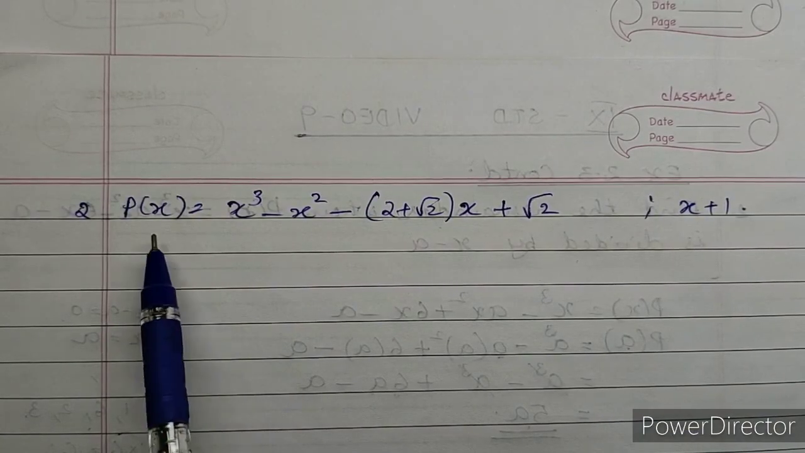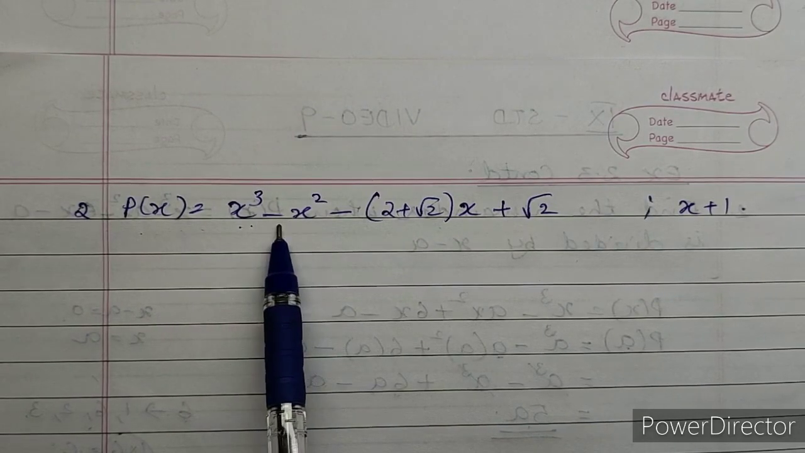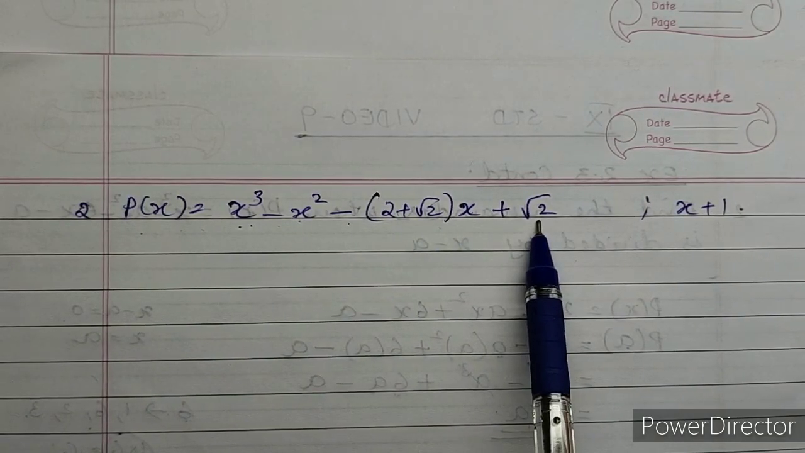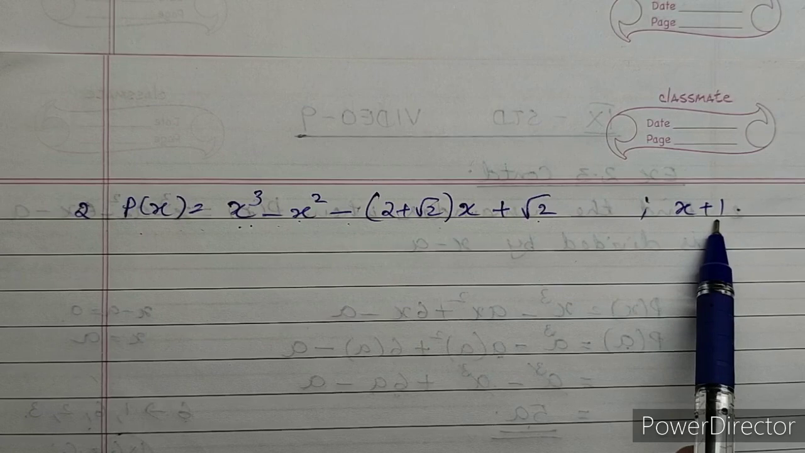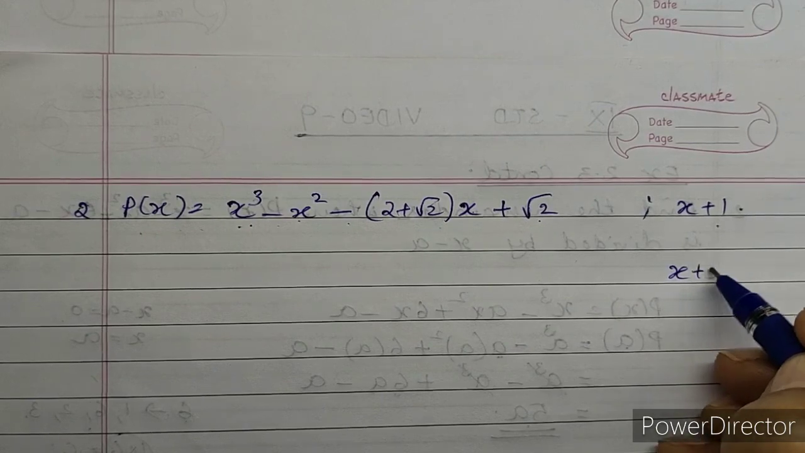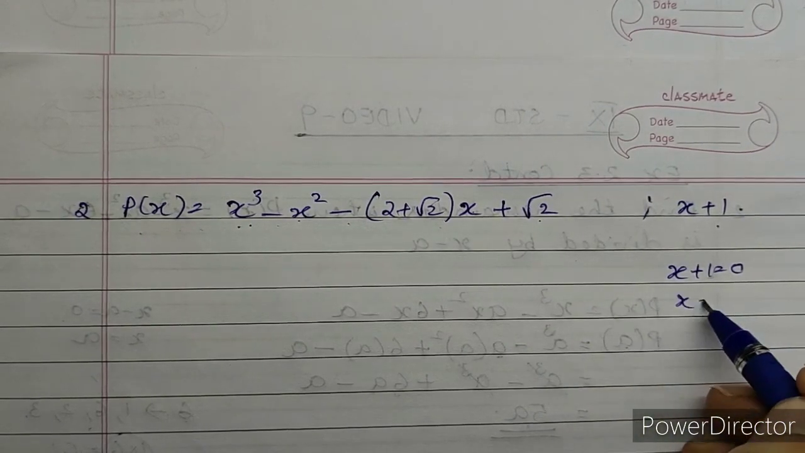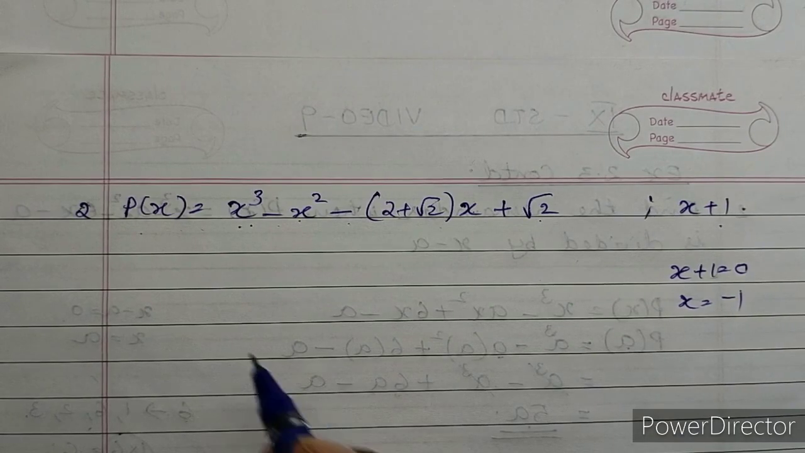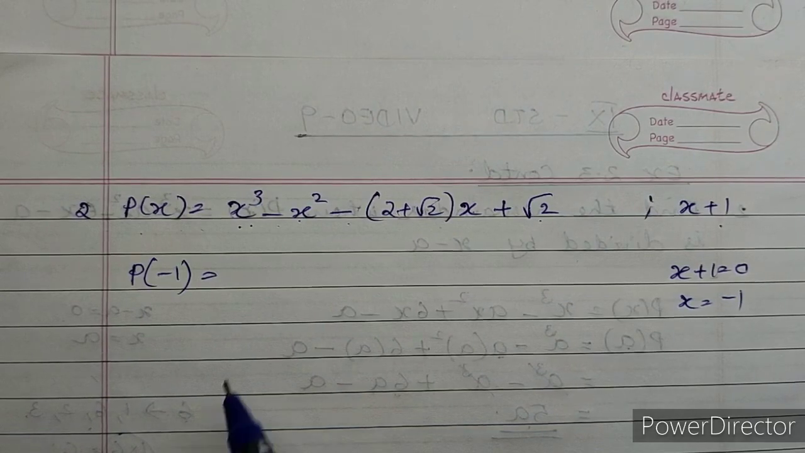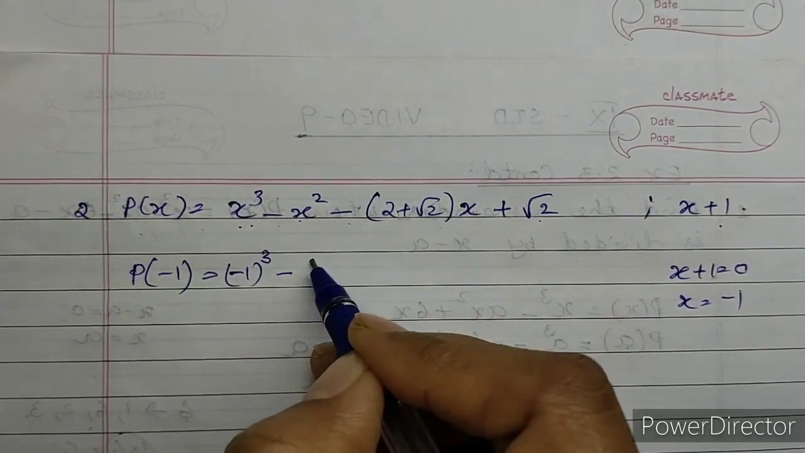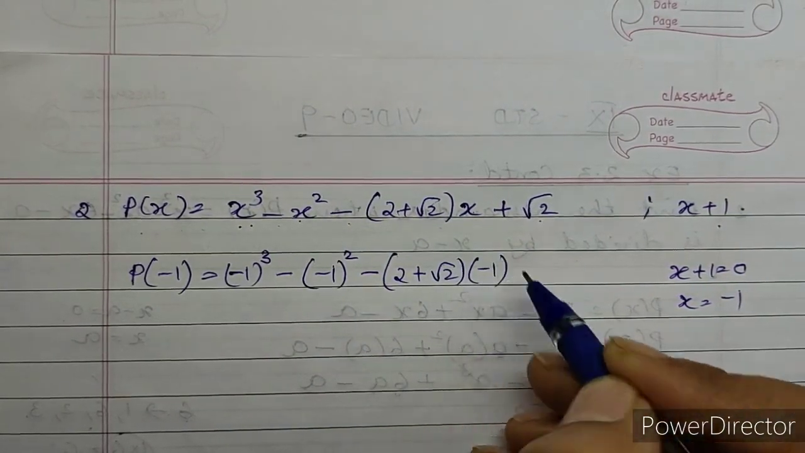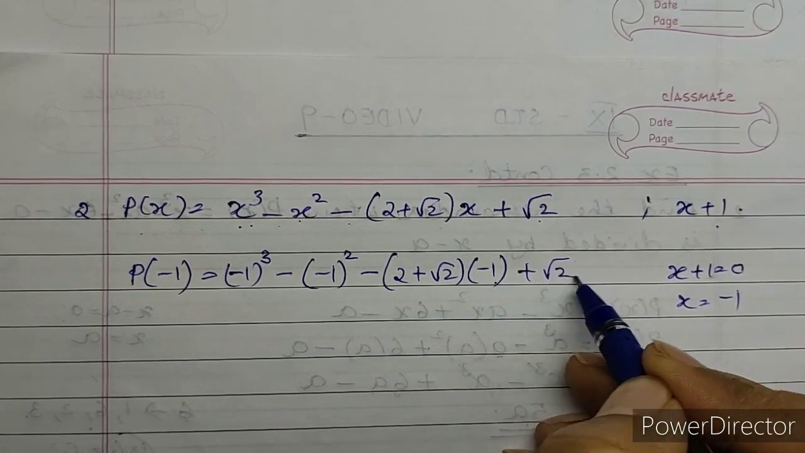Next sum is p of x equal to x cube minus x square minus 2 plus root 2 into x plus root 2. You have to check whether x plus 1 is a factor or not. So for x plus 1 you have to check, what is the value of x? x plus 1 equal to 0 you should put. So x is equal to plus 1 will change to minus 1. So you have to put here p of minus 1. Instead of x you have to put that value minus 1. So minus 1 whole cube minus 1 whole square minus 2 plus root 2 into minus 1, x is minus 1, plus root 2.